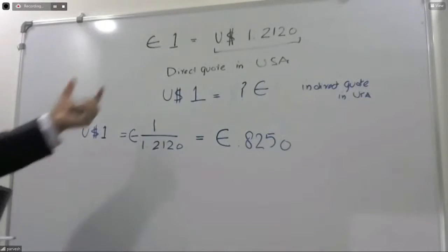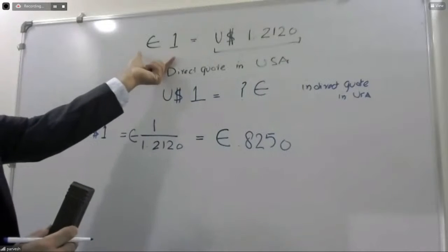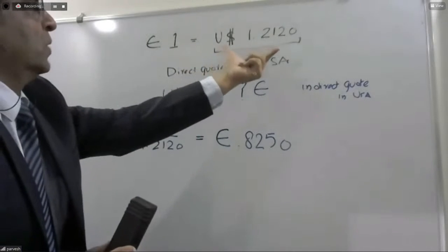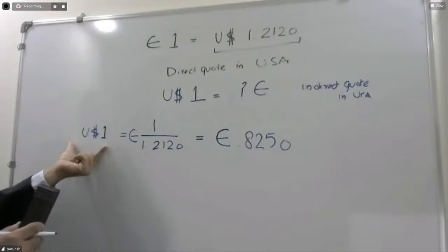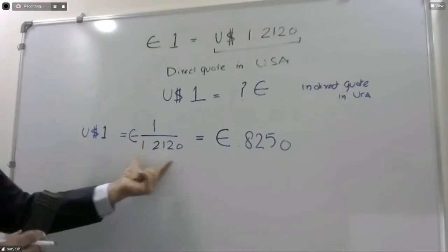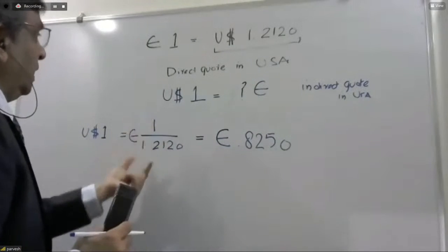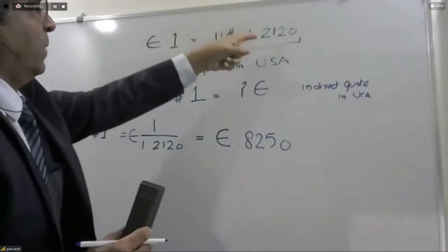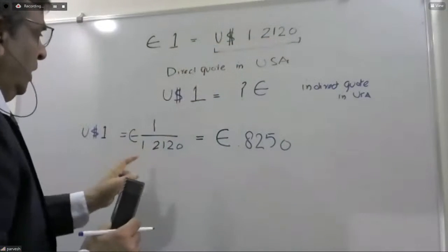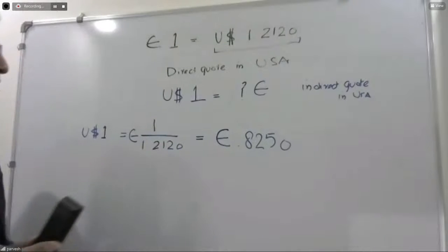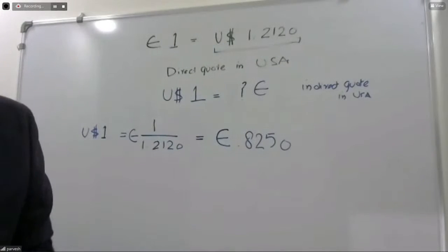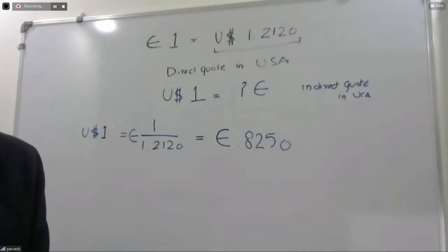So how are we done? By doing the reciprocal. We know that euro 1 is equal to $1.2120. Now we want to know how much $1 will be equal to how many euros. The answer is pretty simple: we take 1 divided by 1.2120 and we solve it and we get the euro as 0.825. So now I'll give you a question here.